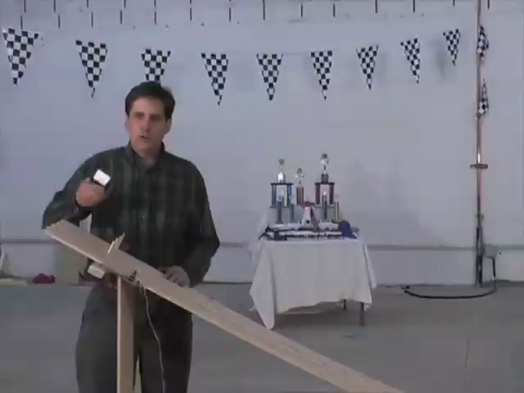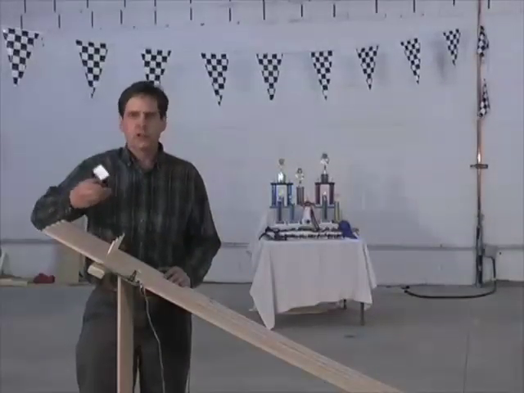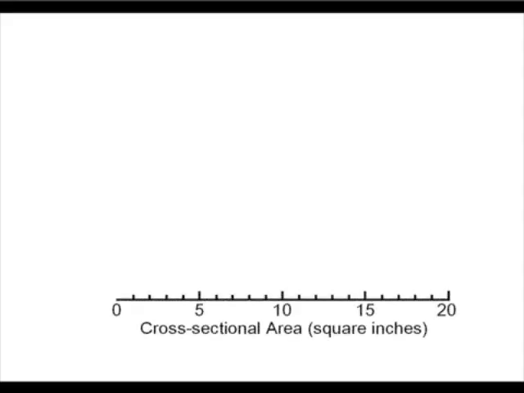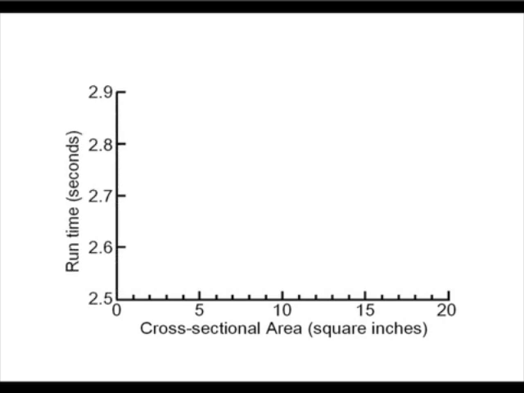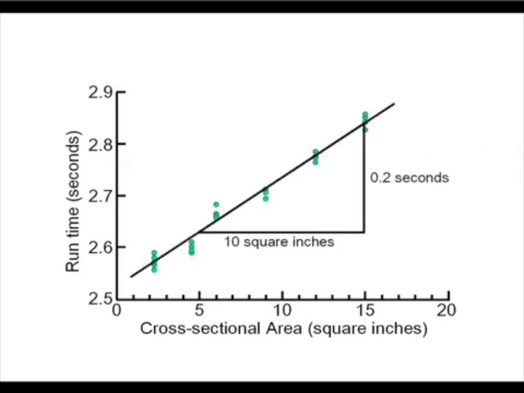All right, now that there's almost nothing left of this card, let's take a look at the results on a line plot. This time, we'll put the area of the card along the bottom and the run times along the side. For the first few runs, the area was 15 square inches, and we saw some of the slowest runs yet, almost 3 seconds. But as we reduced the area, the car got faster and faster. We can draw a straight line through the points just like we did in the weight plot and find that each additional 10 square inches of cross-sectional area adds 0.2 seconds to the runtime.